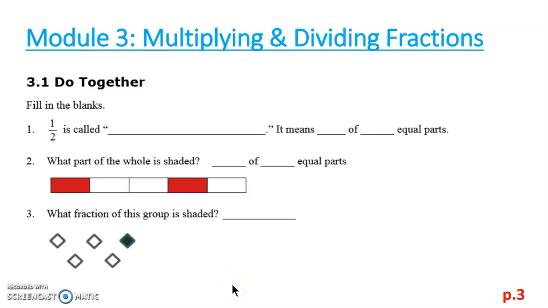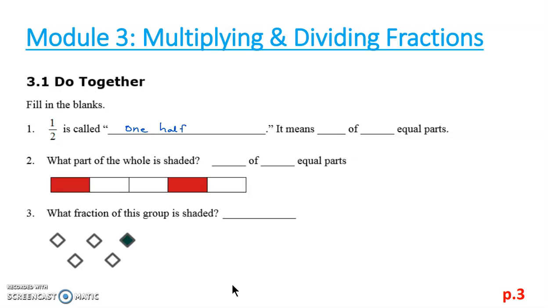Now we'll do the 3.1 do together exercise. We're going to fill in the blanks. So what we have for number 1 is half. It's called 1/2. And another way to express this is one half. It means that we have 1 of 2 equal parts.